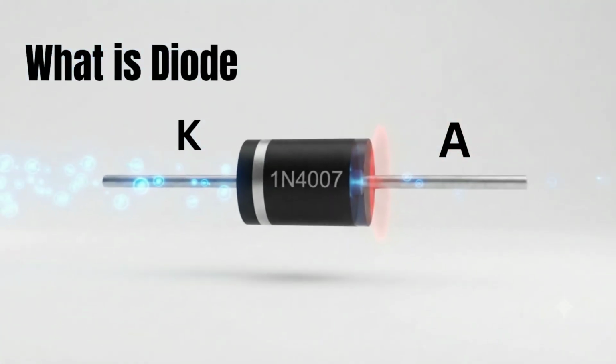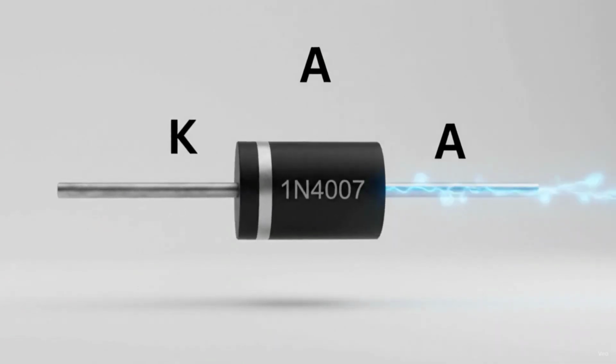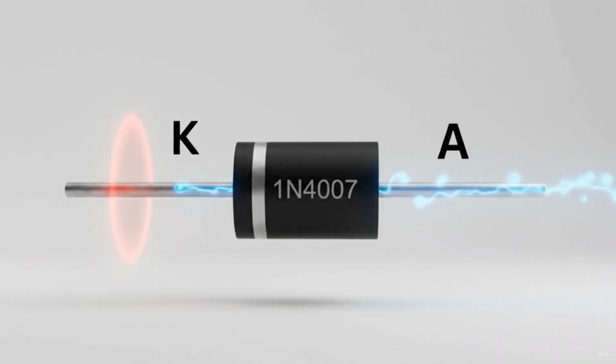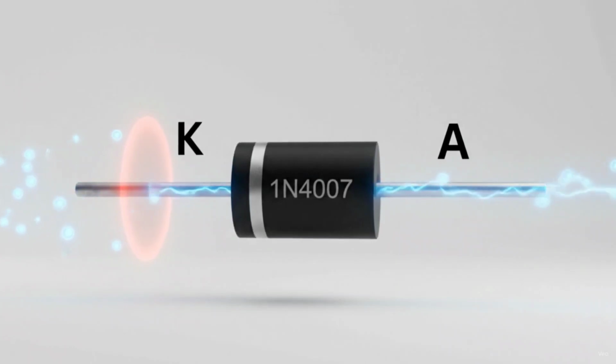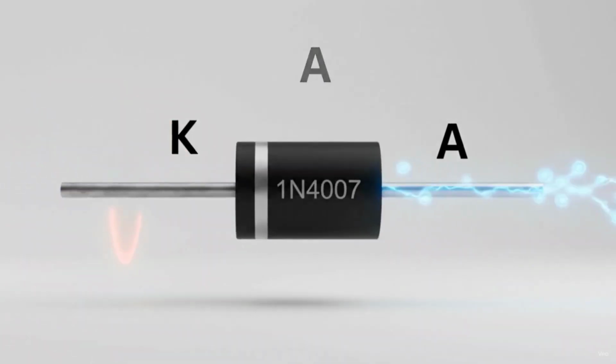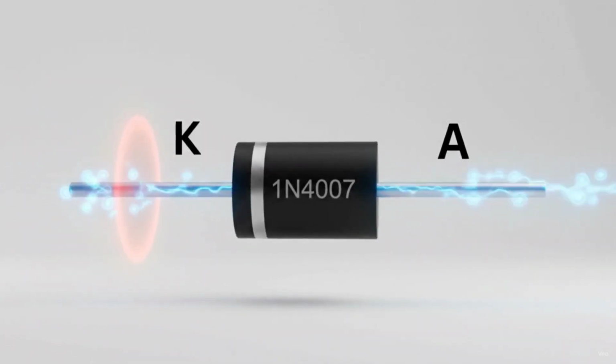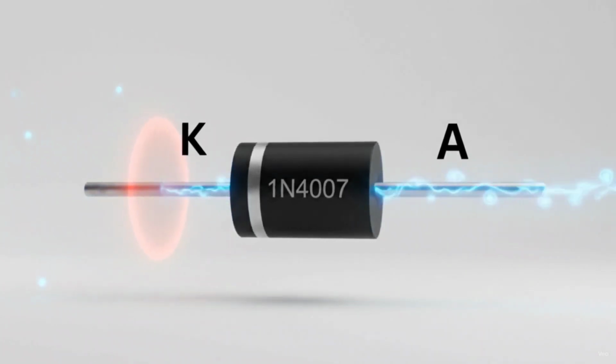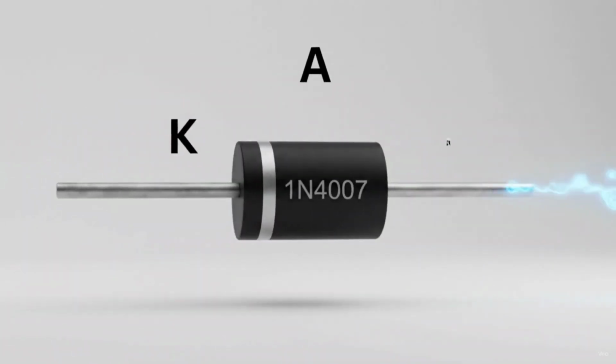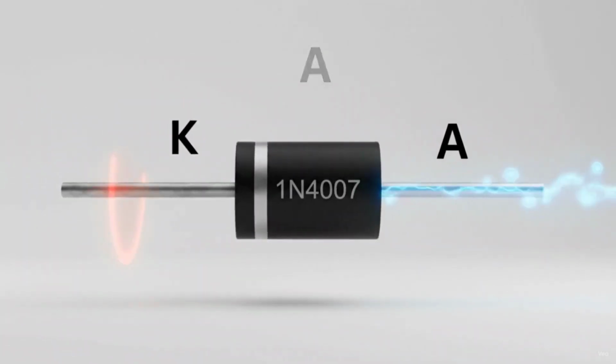1. What is a diode? A diode is a two-terminal semiconductor device that allows electric current to flow in only one direction. Think of it like a one-way gate. Just as a one-way road allows vehicles to move in only one direction, a diode allows current to flow in only one direction and blocks it in the opposite direction. A diode has two terminals: anode (A), cathode (K).